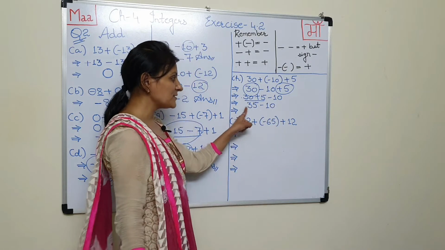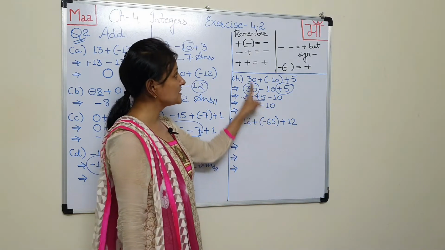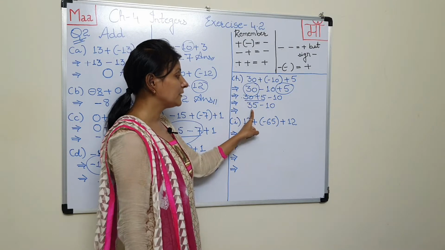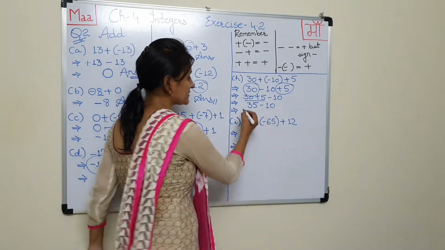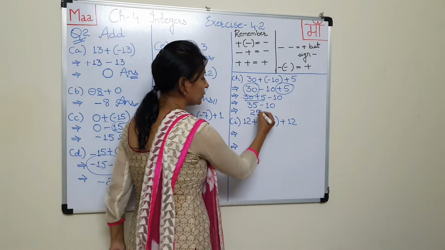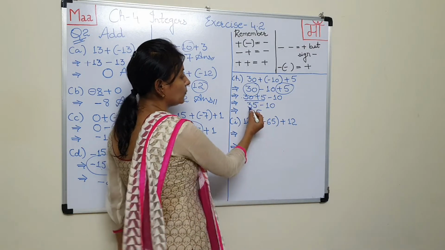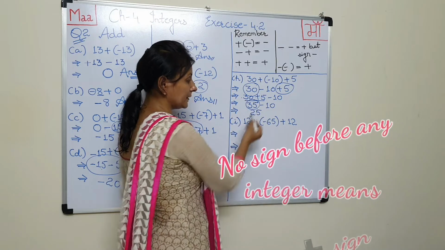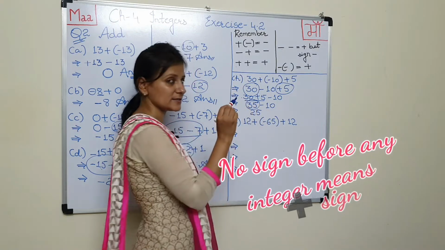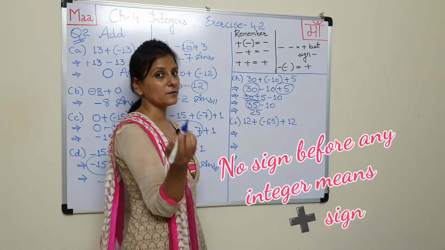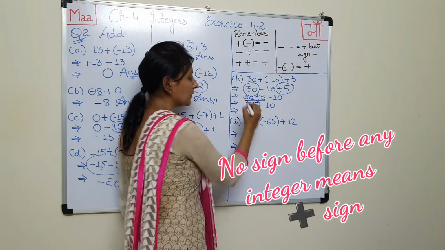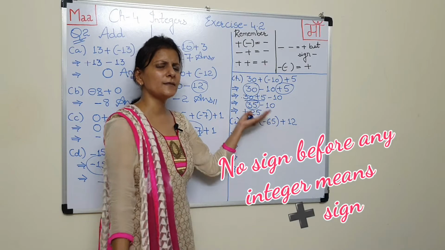Now it is plus, it is minus. So plus minus is minus. So you have to subtract 35 minus 10. 35 minus 10 will give you what? It will give you 25. Now which number is greater? From 35 and 10, 35 is greater, and before 35 no sign is there, and I told you if no sign is there, then it means it is positive sign. So plus, so here if you are writing positive sign then also it is okay.